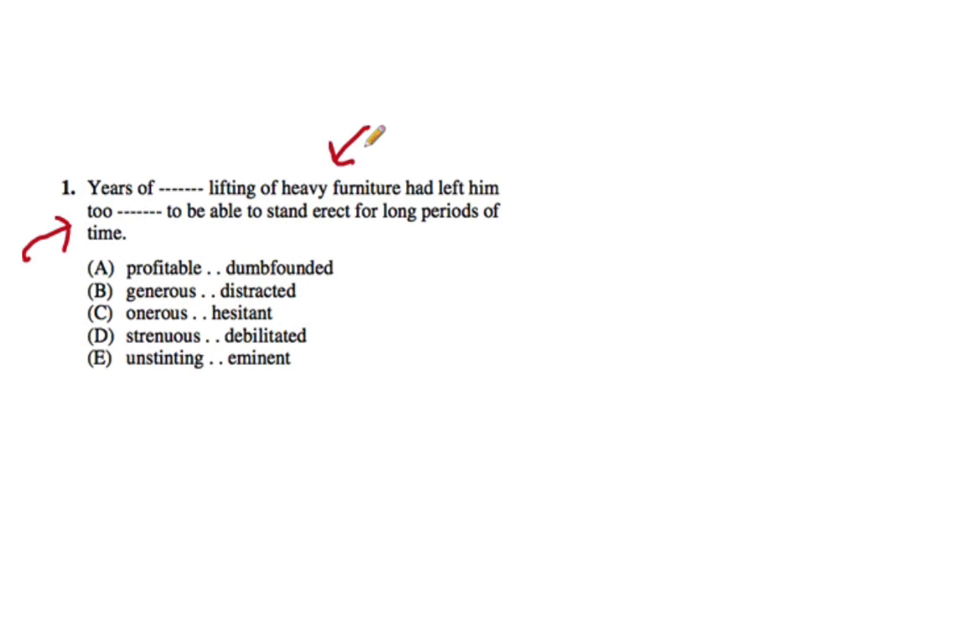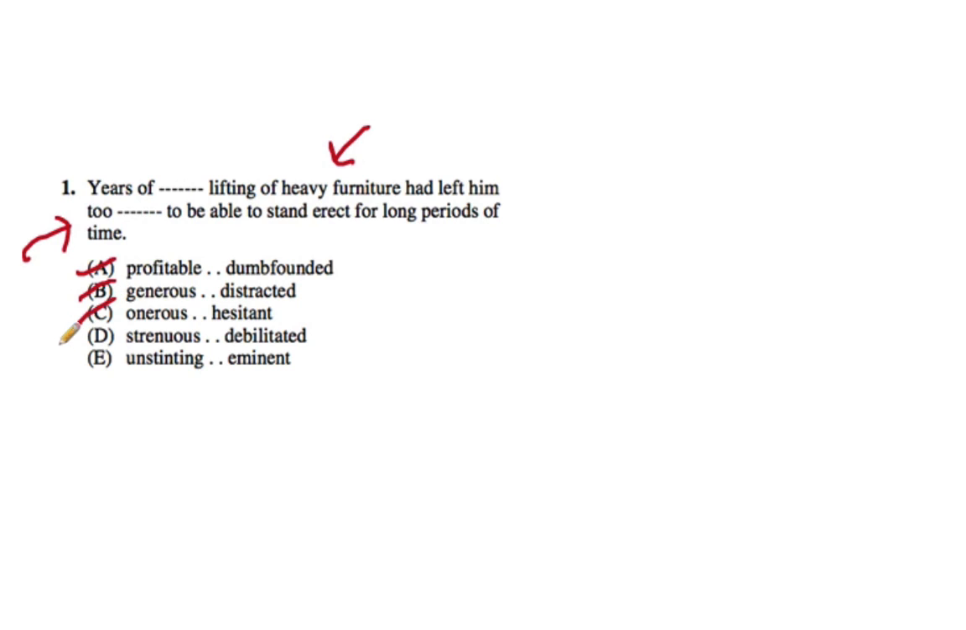So, of course, your level of vocabulary is going to come into play here, whether you know what these words mean. But I can tell you that dumbfounded does not mean physically disabled. Distracted does not mean physically disabled. Hesitant does not mean physically disabled.